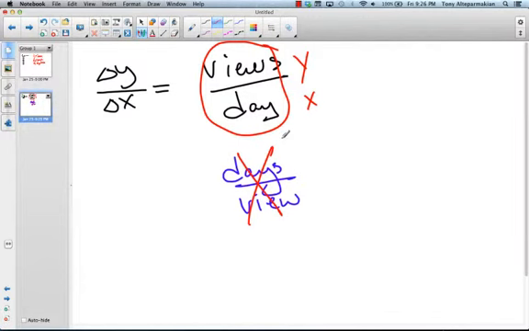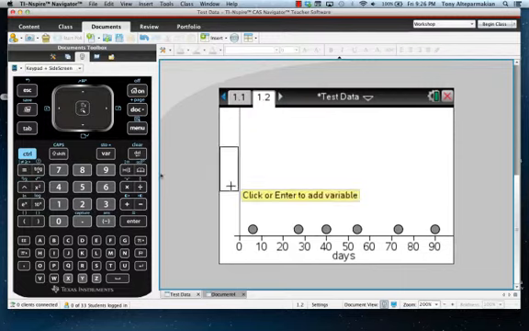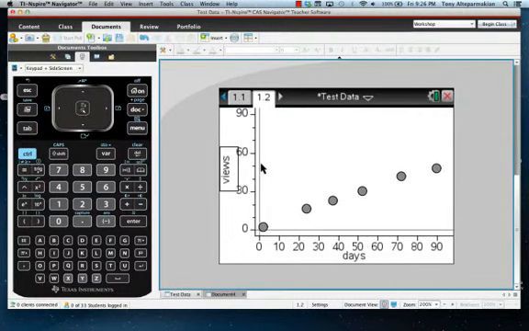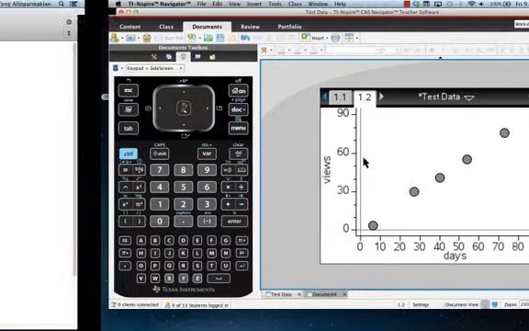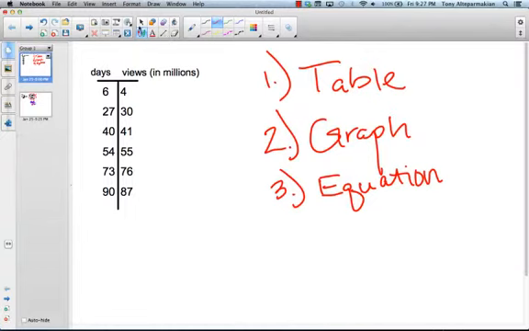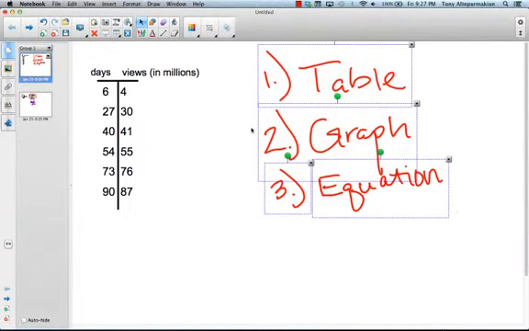So let's go back and let's select that. We're going to select X to be days. We'll hit Tab again, and then for the Y-axis, we'll select Views for Y. And when we look at this, it doesn't look curvy at all. It looks like a pretty straight line, so we know that we are looking for a straight line or a linear relationship here.